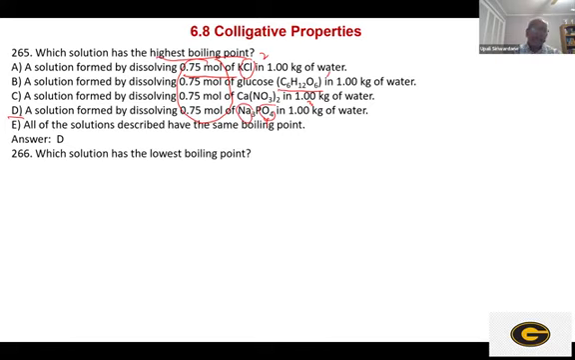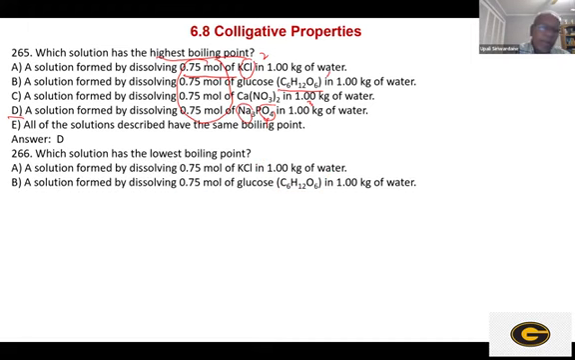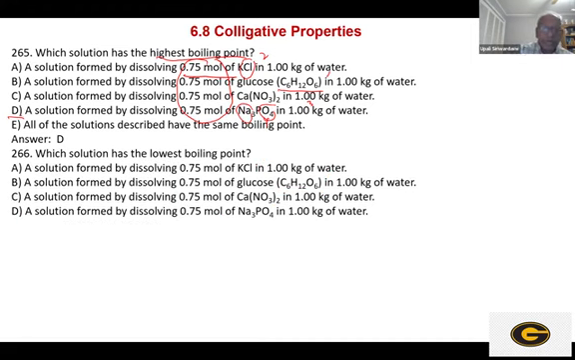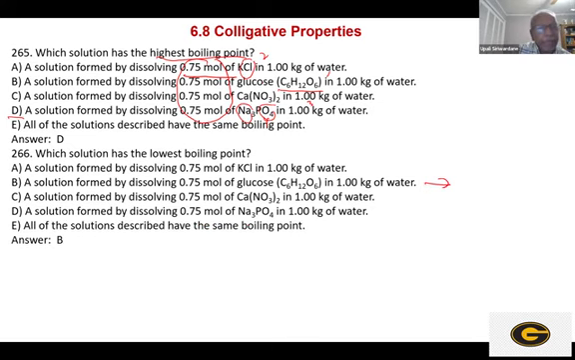Which solution has the lowest boiling point? Similar question. Now lowest, least number of particles is glucose. That's 1 particle, same molarity. Therefore, B is the correct answer.